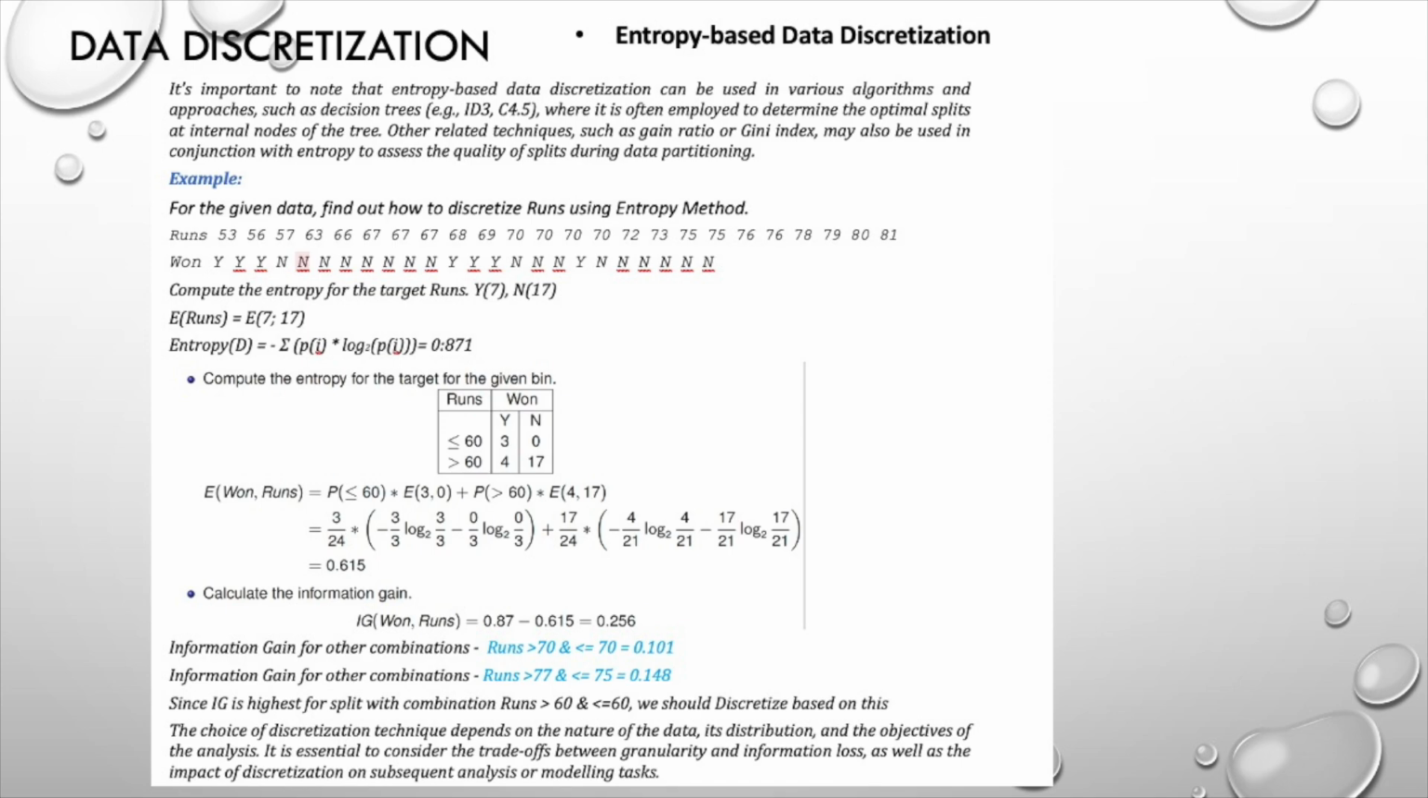It's important to note that entropy-based data discretization can be used in various algorithms and approaches, such as decision trees, e.g., ID3, C4.5, where it is often employed to determine the optimal splits at internal nodes of the tree. Other related techniques, such as gain ratio or Gini index, may also be used in conjunction with entropy to assess the quality of splits during data partitioning.